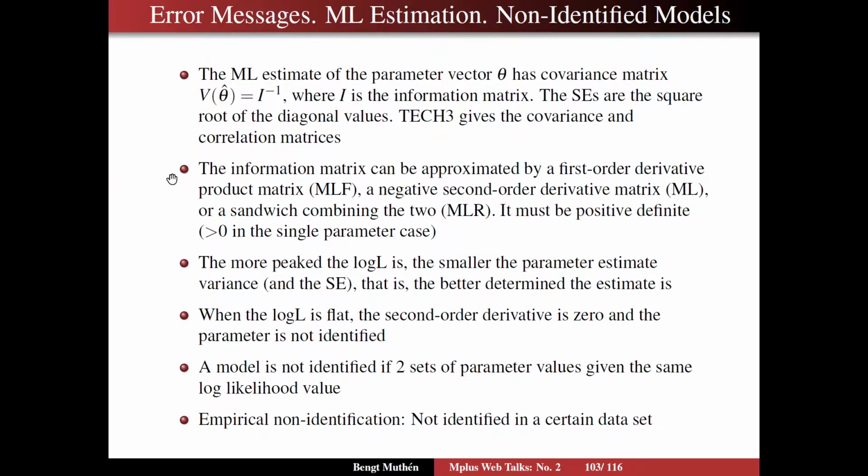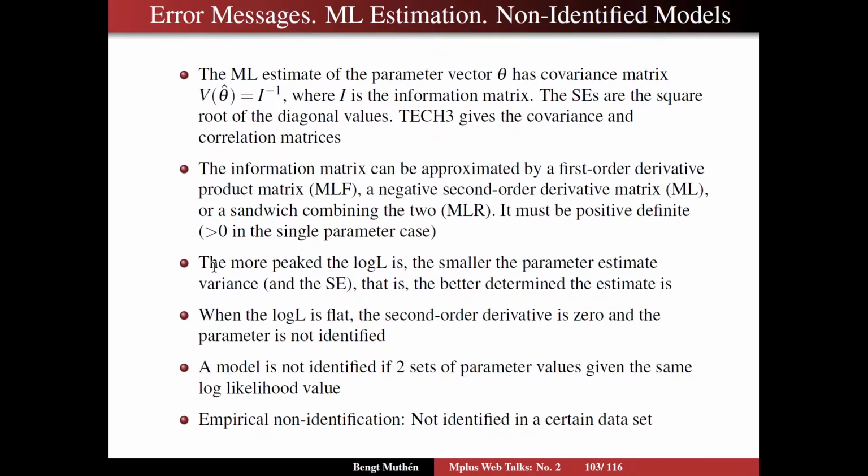Now, the information matrix can be estimated in at least 3 different ways. In Mplus, we do it by using first-order derivative products, using the MLF estimator, or using a negative second-order derivative matrix, which is the ML estimator, sometimes the expected second-order derivative matrix, or a sandwich combining the two, which is MLR. That is, you have as bread of the sandwich the MLF component, and as the meat of the sandwich, the ML component. Now, the information matrix has to be positive definite, which means that it has to be greater than 0 in the single parameter case.